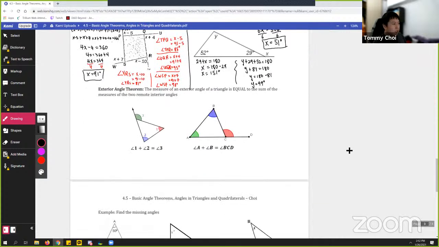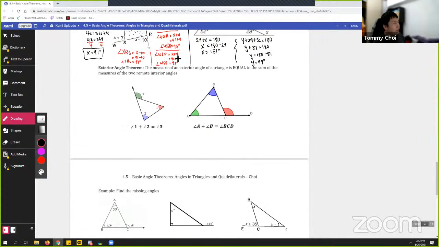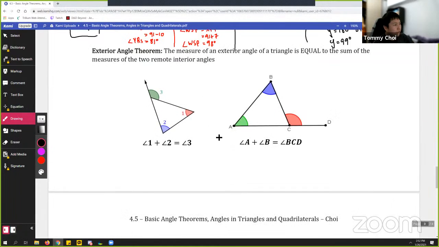All right, let's finish off today's lesson. The exterior angle theorem. The measure of an exterior angle of a triangle is equal to the sum of the measures of the two remote interior angles. So in specific here, you'll notice in the diagram, angle 3 is equal to angle 1 and 2. So the exterior angle is equal to the opposite interior angles of the polygon, or of the triangle here.